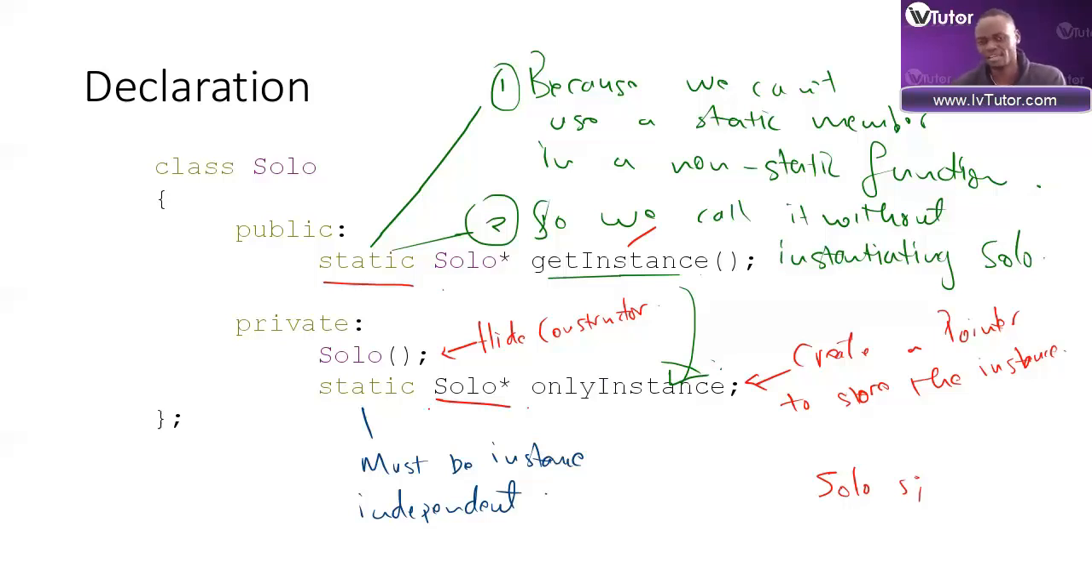But besides that, these are the three things you have to do when applying the Singleton design pattern. Number one, hide your constructor. Number two, create a member variable to hold that instance. And number three, expose a public function that can be used to get that instance. So in terms of the declaration, these are the changes that you have to apply to your class, right?